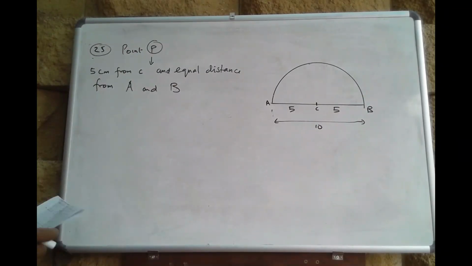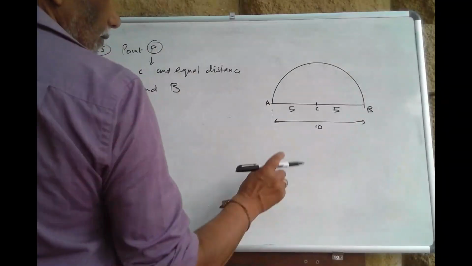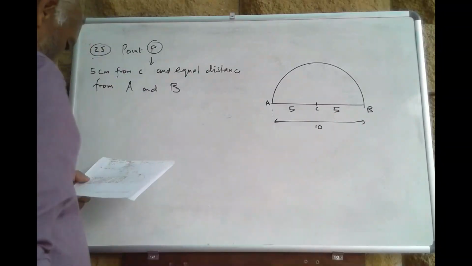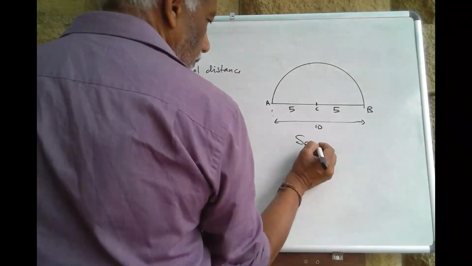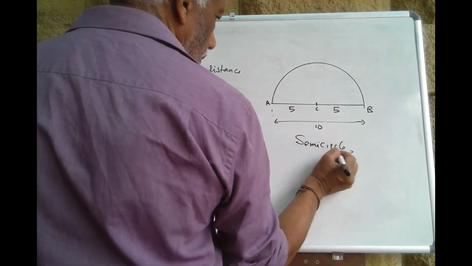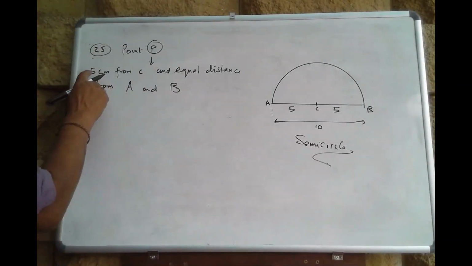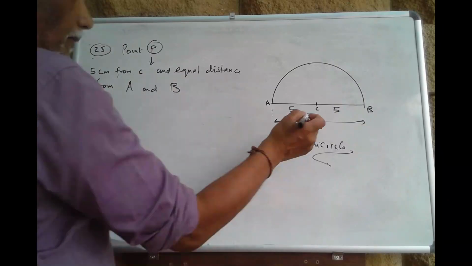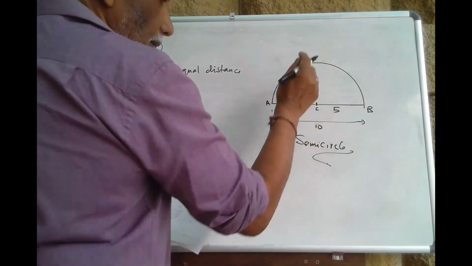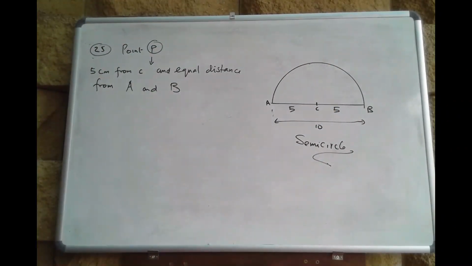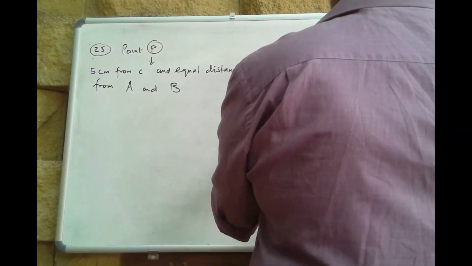They have given the semicircle, right? So this one is the center, the whole distance is 5, so it must be 5. And they said a semicircle is given. Therefore P, the point which you have to find, is 5 centimeter from C. So if I draw that, 5 centimeter from C, so that's the P.